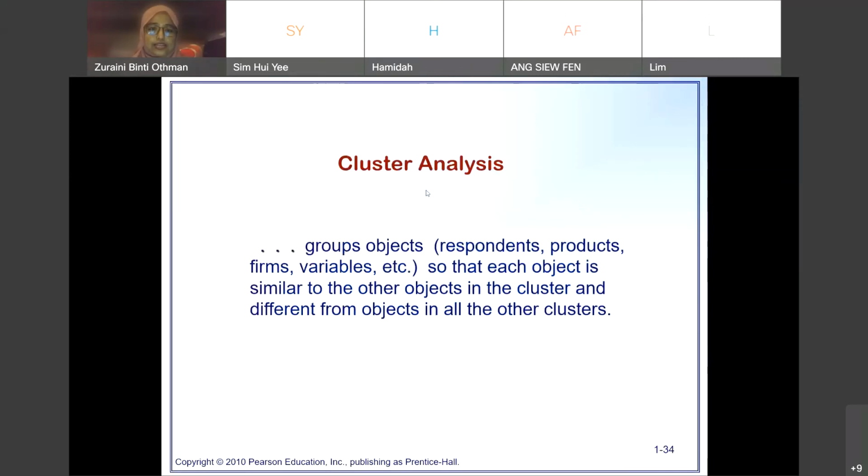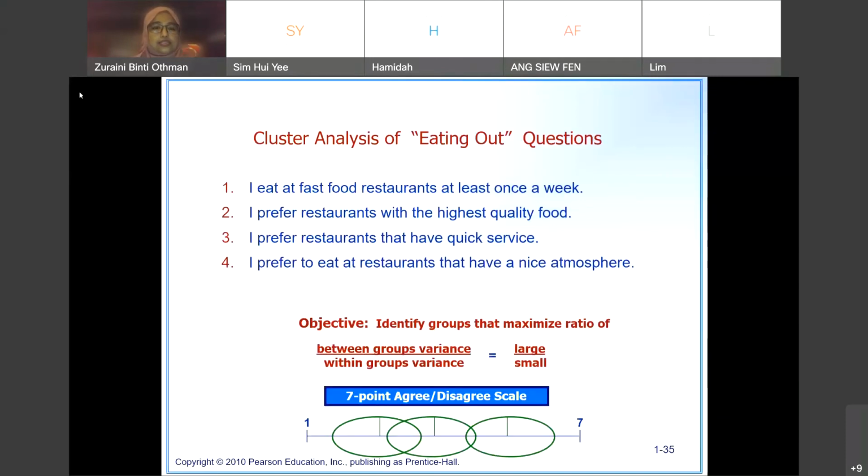Okay, this is cluster analysis. In cluster analysis, we want to group objects, for example respondents, products, firms, or variables, so that each object is similar to other objects in the cluster and different from objects in all the other clusters. We want to do a clustering. Then this is an example of cluster analysis questions. For example, I eat at a fast food restaurant at least once a week. I prefer to go to a restaurant with higher quality food, and I prefer a restaurant that has quick service.